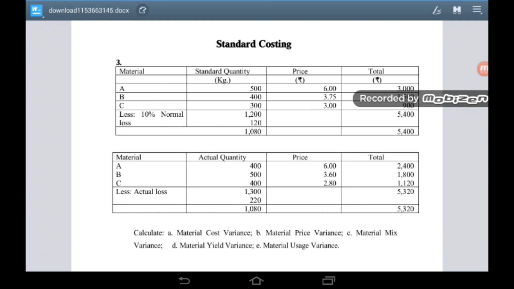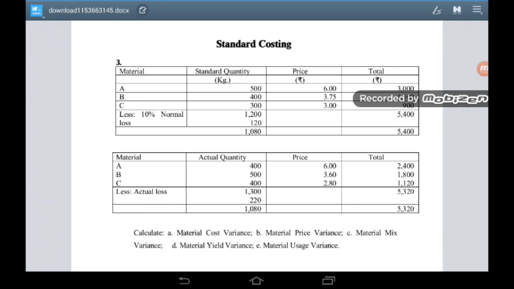So you have three materials A, B and C. Standard quantity of material A is 500 kg, B 400 kg, C 300 kg. Total quantity input, if it is 1200 kg, there will be a normal loss of 10%, 120 kg. So there will be output of 1080 kg. And for material A, the standard price is rupees 6. Standard price for material B is 3.75 and for C it is rupees 3.